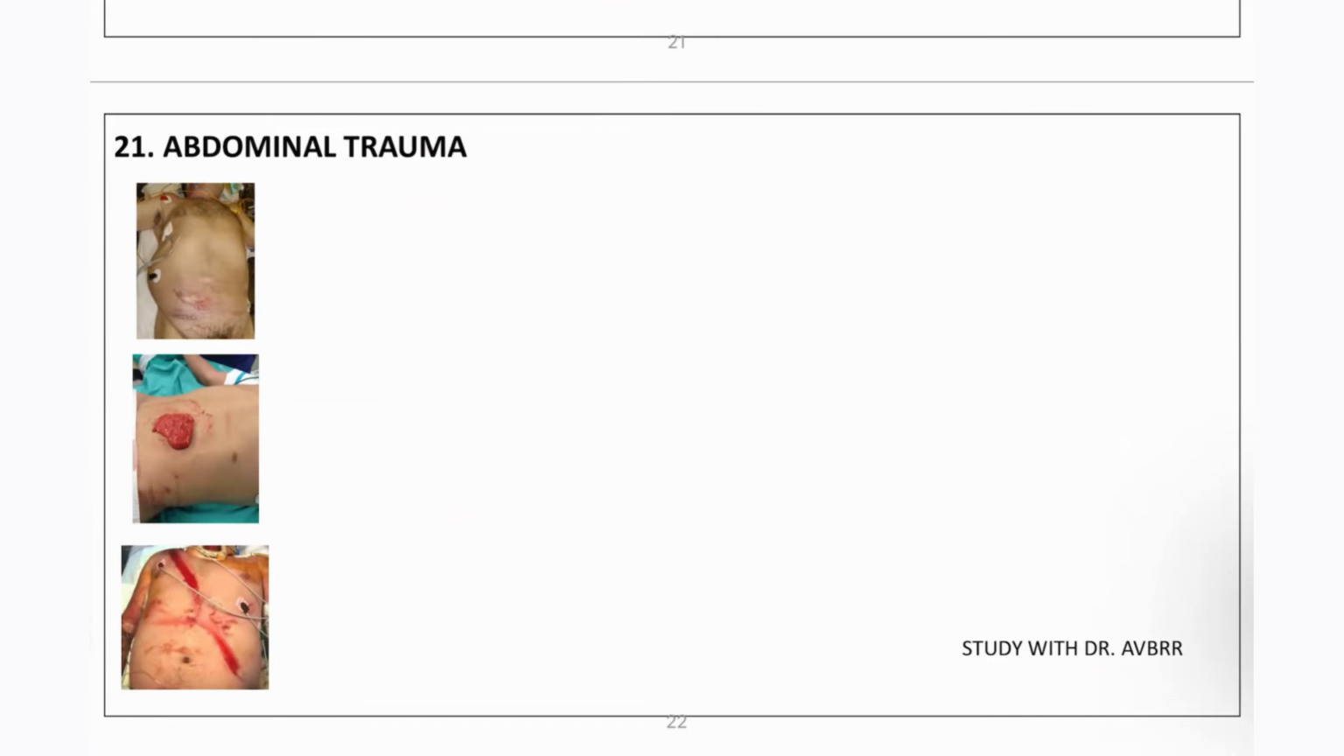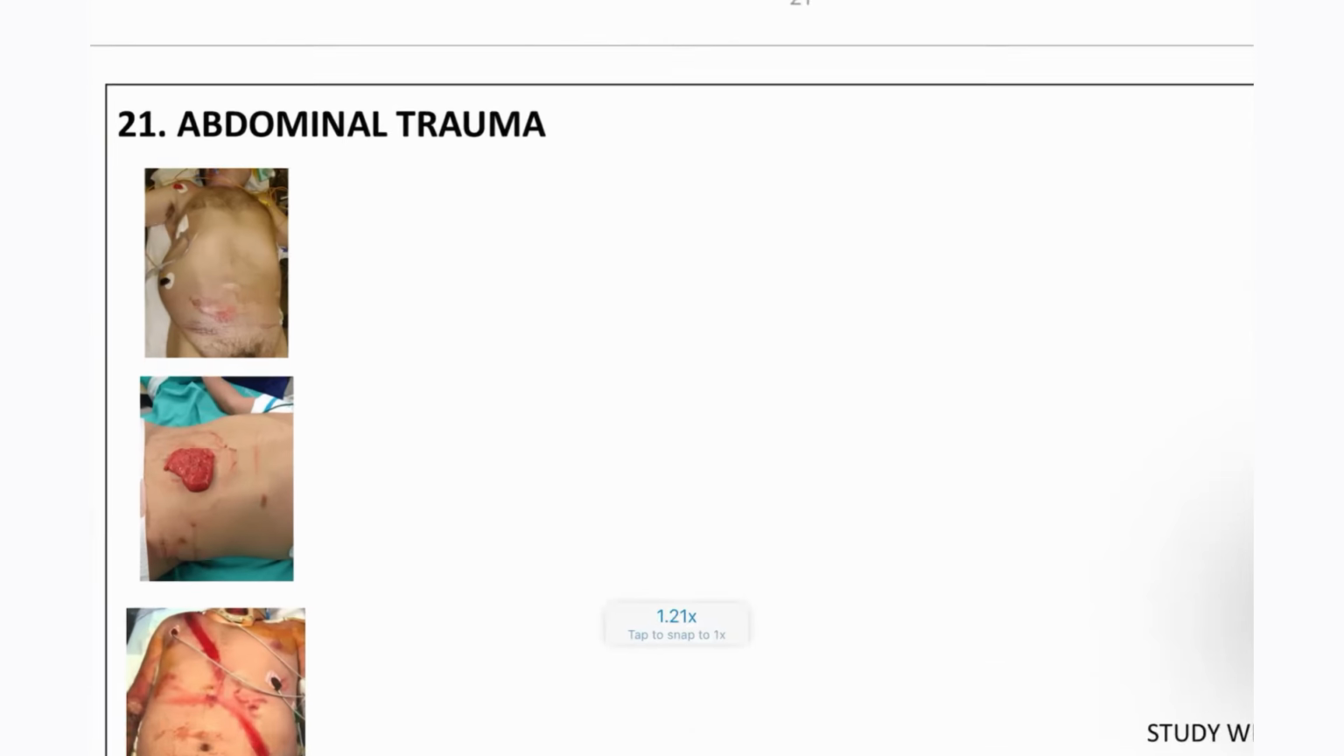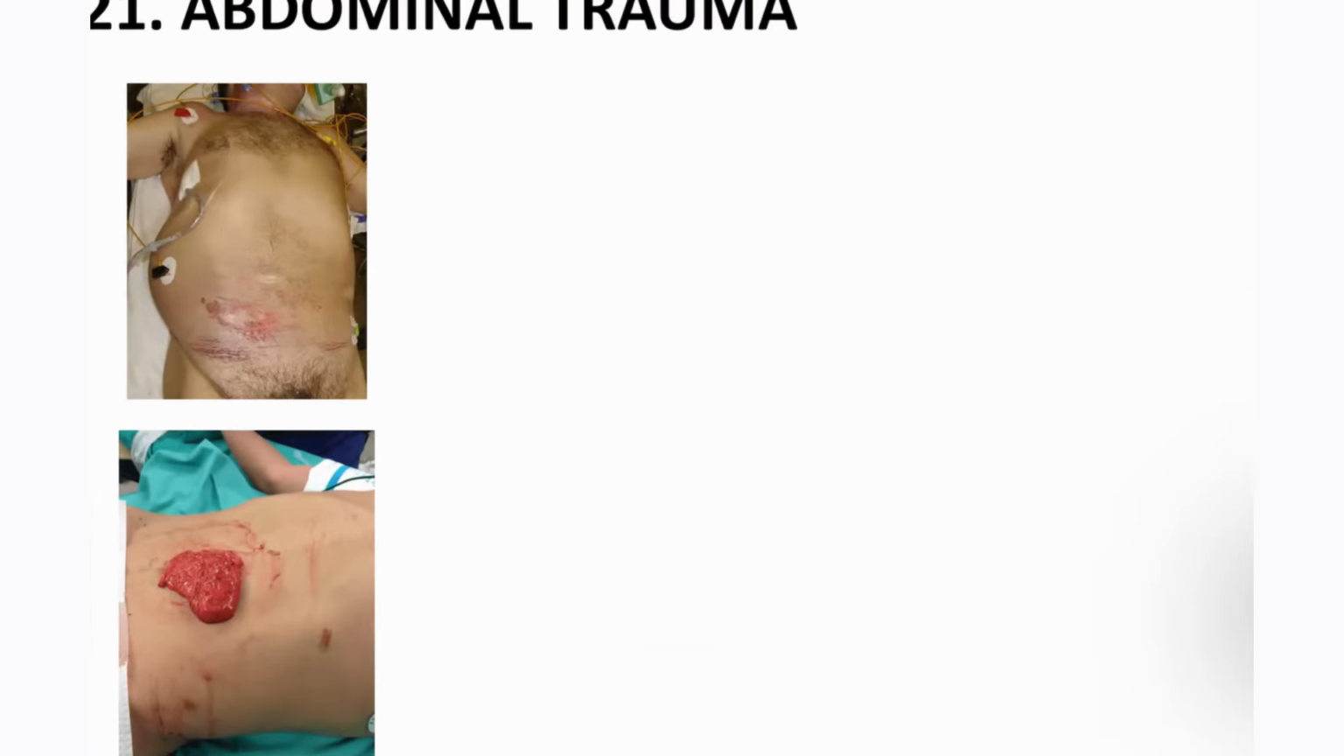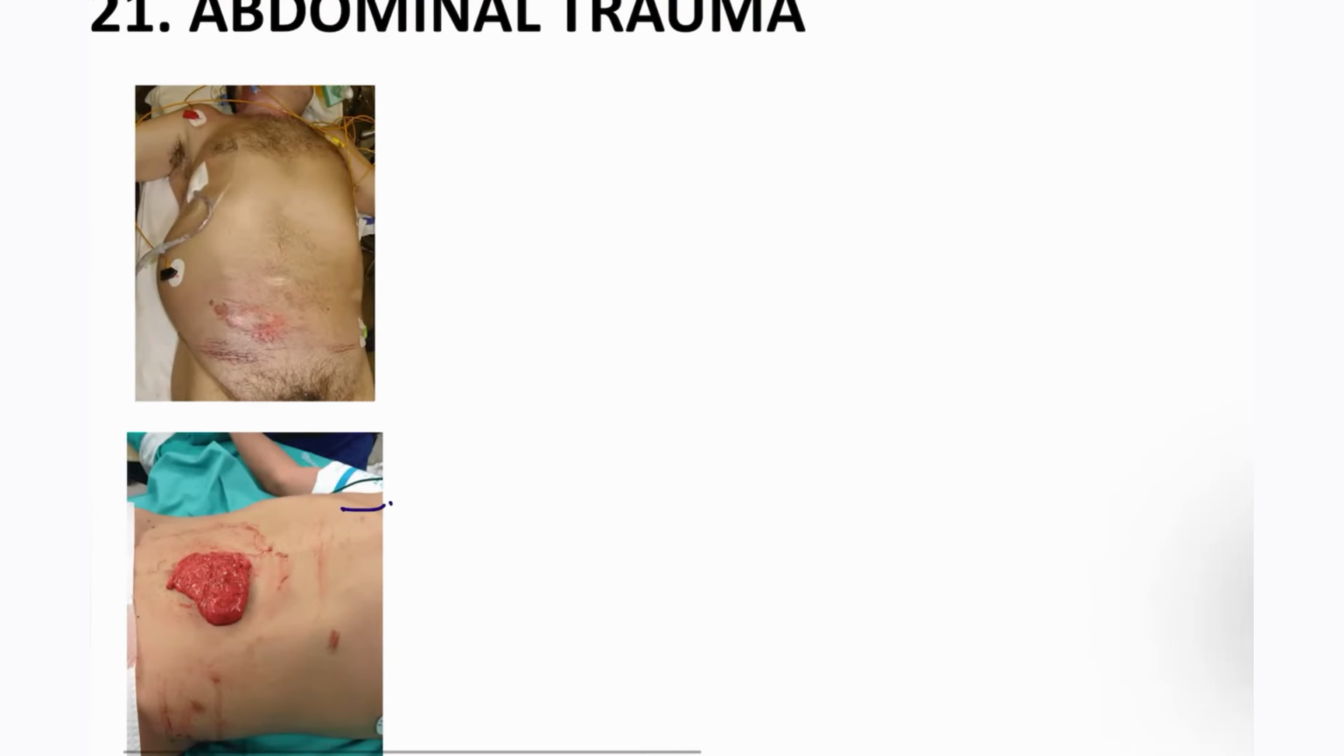Next, moving on to abdominal trauma. Whenever you see abdominal trauma, you have to see whether it is blunt trauma or penetrating trauma. Okay, this is how we are going to distinguish how to treat the patient. If you look at the pictures here, this is the blunt trauma, and in the second picture, the patient is suffering from penetrating trauma. So whenever you see this condition, first FAST has to be done, or E-FAST.